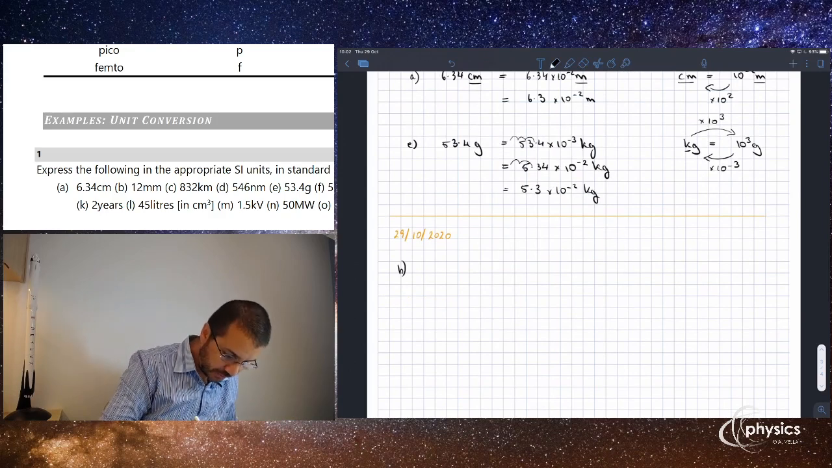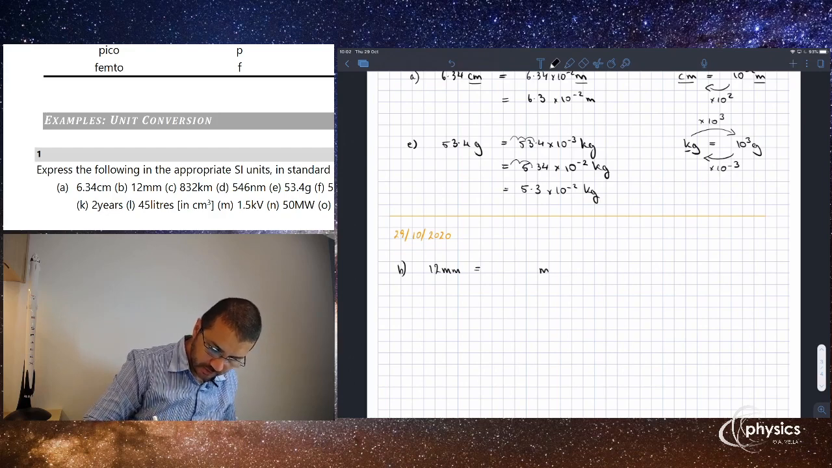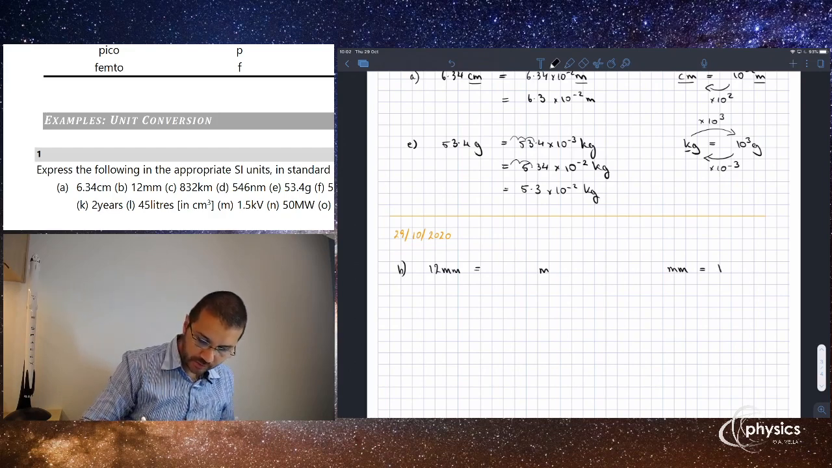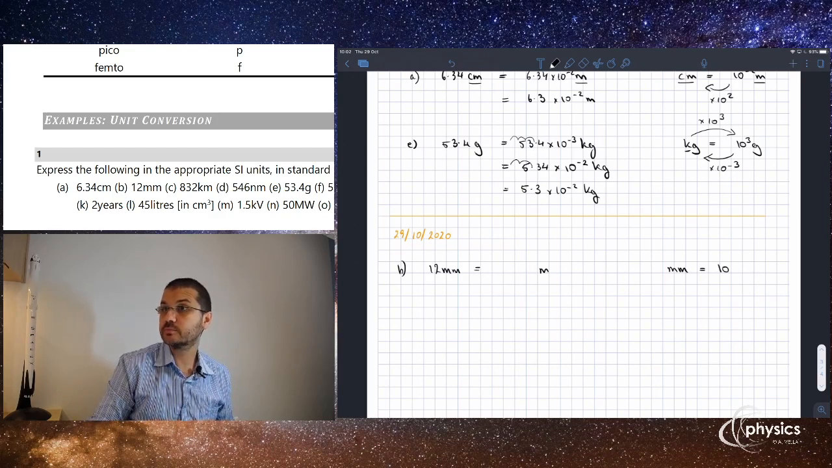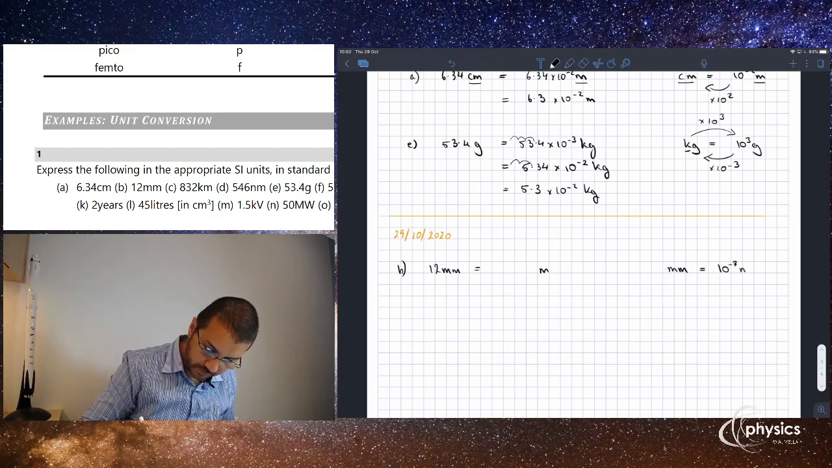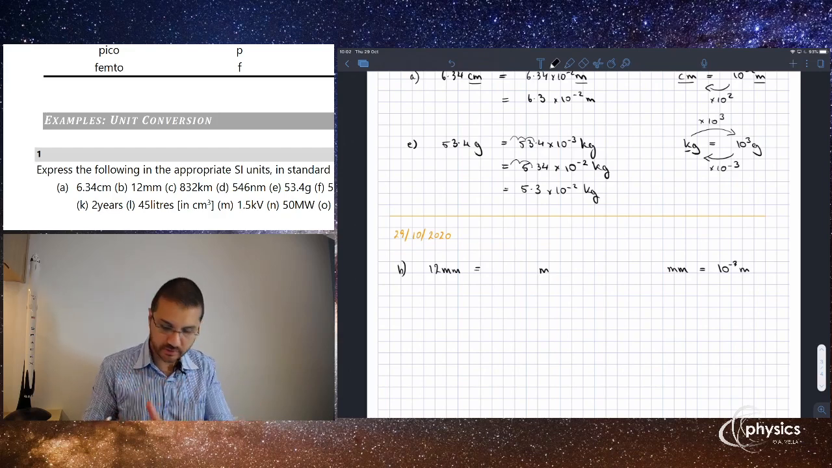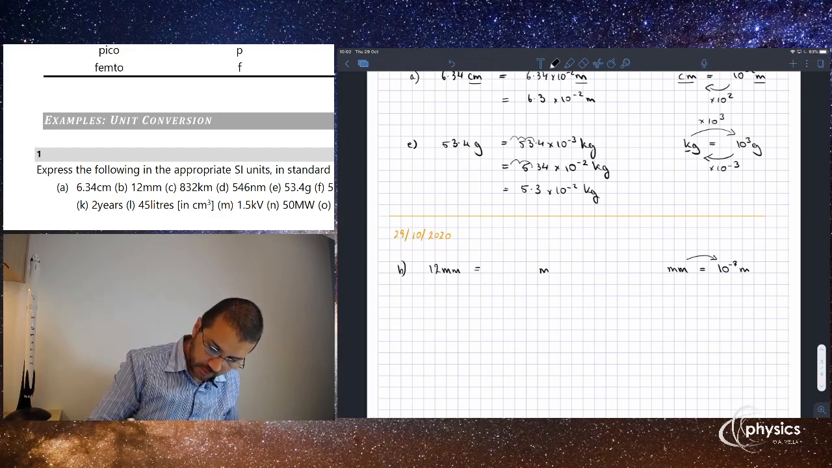B, we have 12 millimeters. We have to change it into the SI unit, which is meters. So, millimeter, milli is equivalent to 10 to the power of what? Minus 3. You have to study this, it is the most important thing. You have to study the prefix and what the prefix means. So, from millimeters to meters, we multiply by 10 to the minus 3. From meters to millimeters, the other way around, by 10 to the 3.